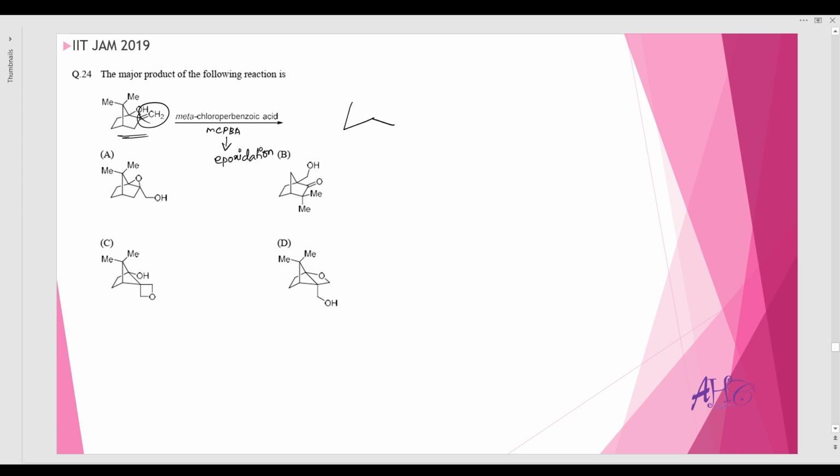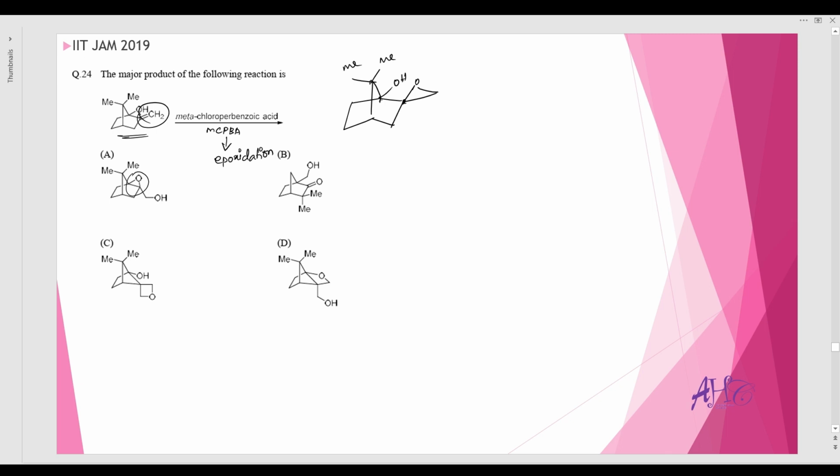So let me draw the structure. So this is going to be like this: methyl, methyl. We have your alcohol. Then we have your epoxide ring like this. Okay. So in the options, only option A has an epoxide ring, and the epoxide ring is between this carbon and this carbon. It is attached to two different carbons. So the attachment is different. So what does that mean? It means the epoxide ring is opened here, because no option matches.